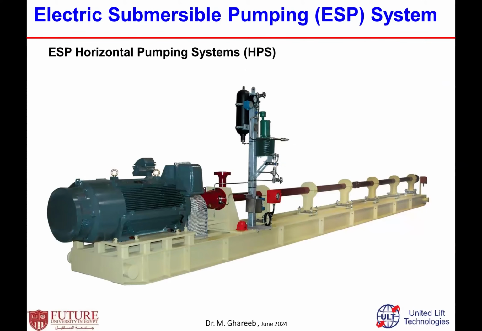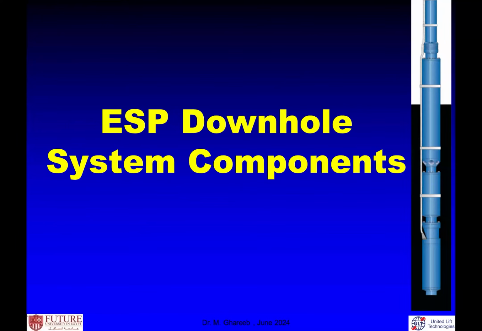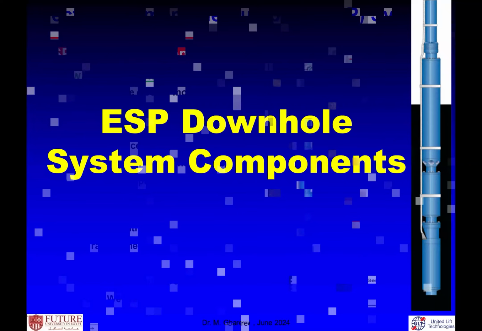And there is also a type used as a service called a horizontal pumping system. Same concept, but different motors and so on, while the pump itself is the same, a centrifugal pump. What is the ESP equipment? Let us go through the downhole equipment system components. What are the main components of that system? What are the downhole components, and what are the main components for this system?